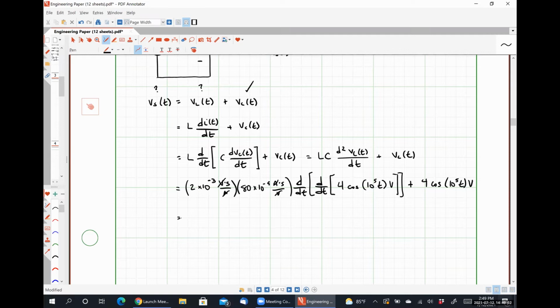So 2 times 80 is going to be 160. Then we have 10 to the minus 3 and 10 to the minus 9, so that is going to be 160 times 10 to the minus 12 seconds squared. How do we take the derivative of this cosine guy right here? Let's worry about the first derivative for now.